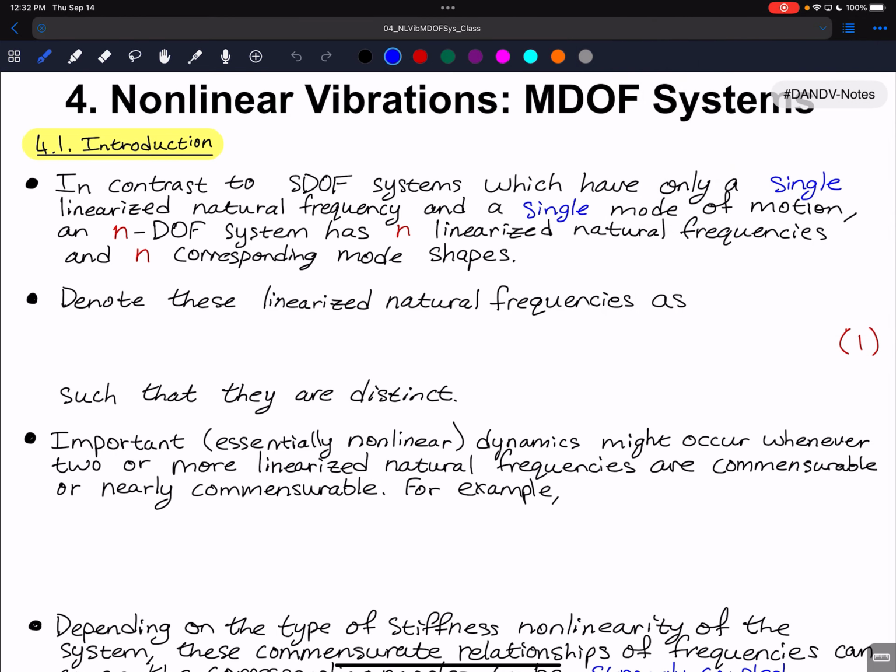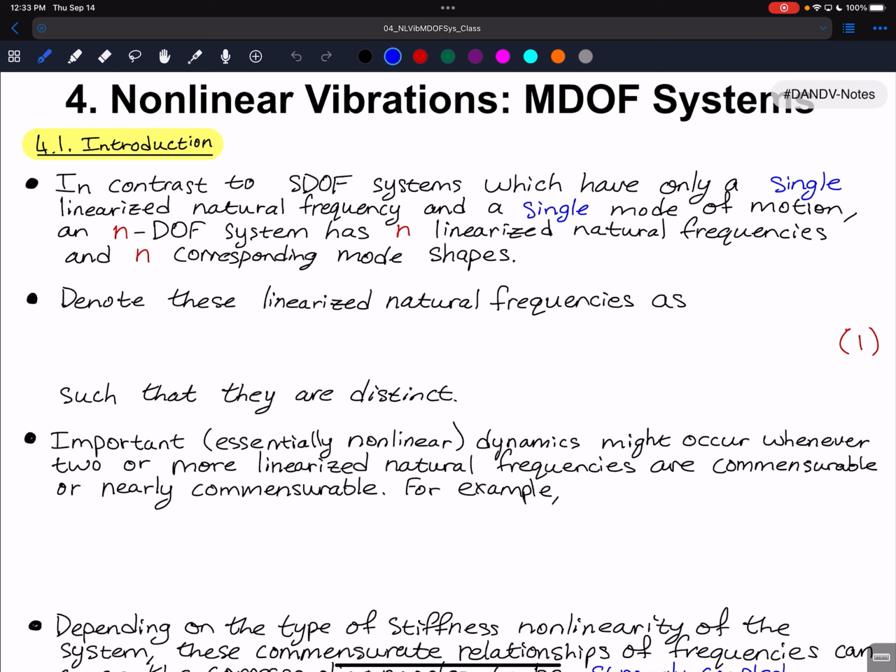Okay, so like I said, we're going to start nonlinear vibrations for multi-degree of freedom systems here. We're going to go through an introduction. We're then going to talk about linear normal modes briefly as a recap, and if you need a deeper explanation of them, I can give you some videos for that. We'll then see how incorporating nonlinearity leads to modal coupling, and then we will study internal resonances for modal coupling.